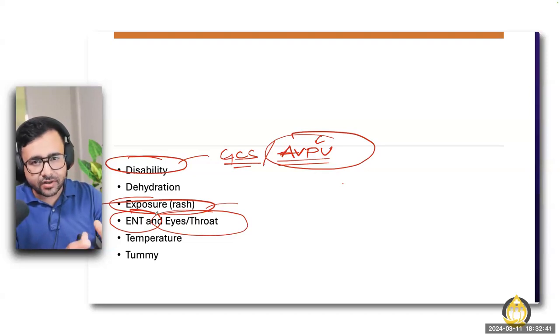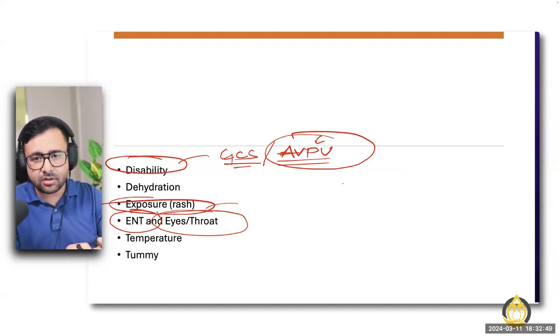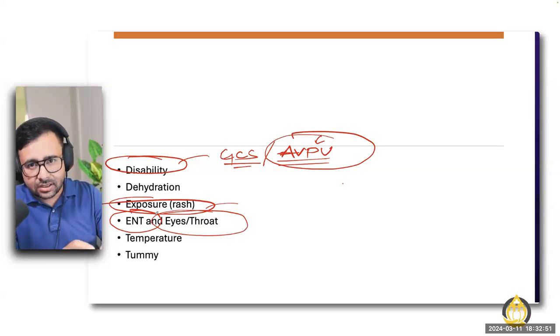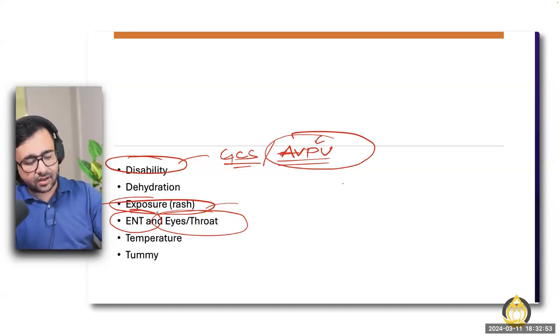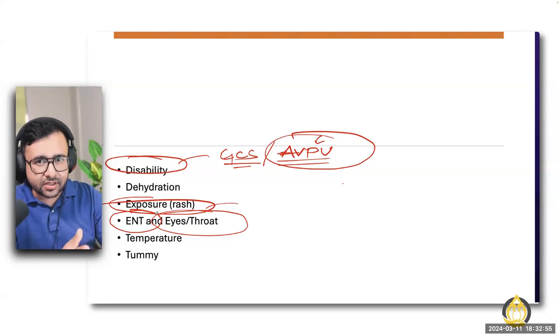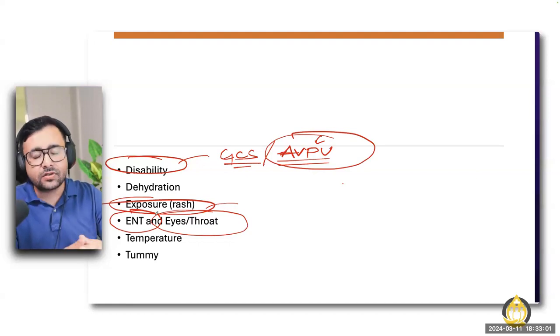So in case of children, the additional things we do compared to adults are checking for dehydration, checking their ENT, ears and throat, checking their temperature regularly, and checking their tummy as well to see if there is anything that we can find there. So this is the approach to emergency patients. In general, no matter what the diagnosis is, no matter what the complaint is, we'll be doing this.